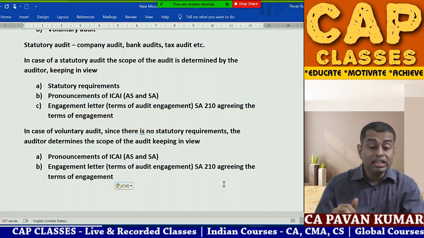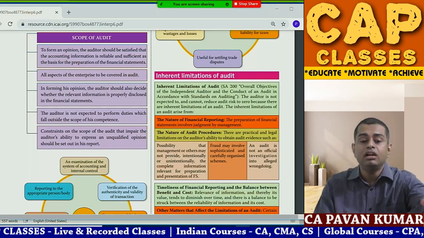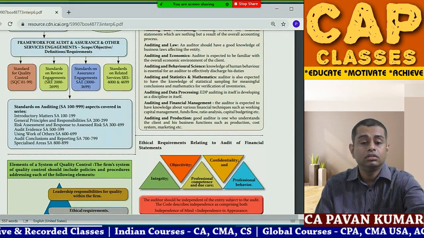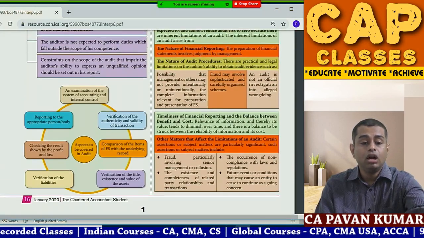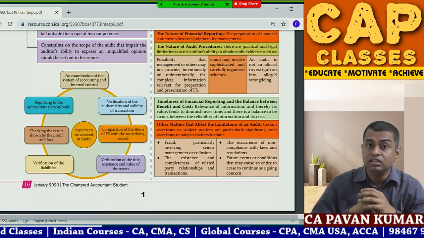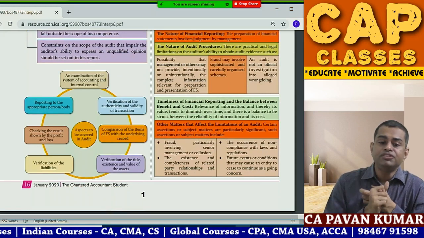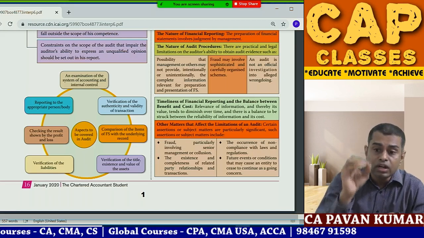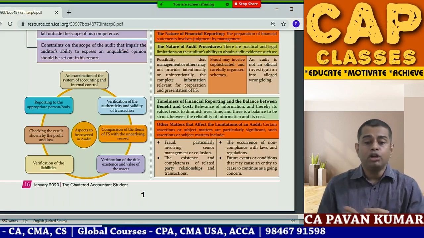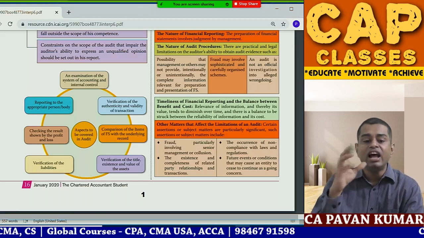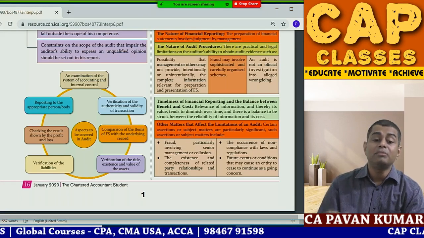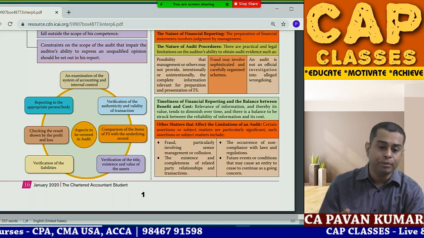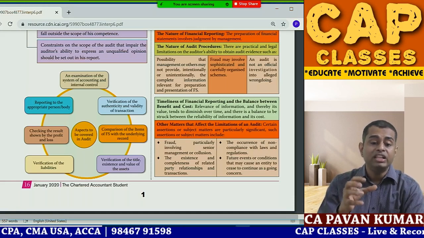Okay, now let us see what are various aspects to be covered in audit and what is the scope of the audit. So look here, what is the scope of the audit? The diagram on the left side bottom. Examination of system of accounting and internal controls. One, the auditor should examine the accounting system and internal controls. Point number two, verify the authenticity and validity of transactions. What is this? This is nothing but vouching. Verification of authenticity and validity of transactions is called vouching.